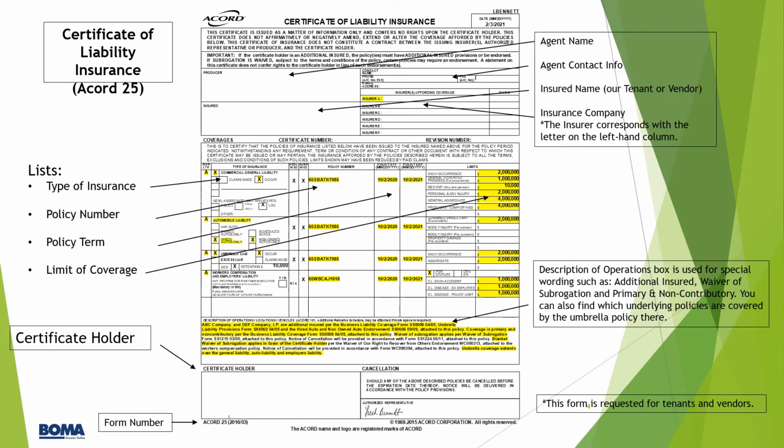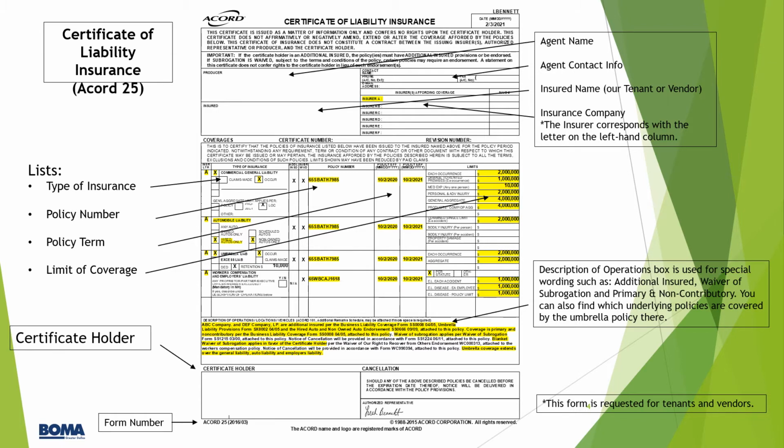So this certificate of liability insurance is going to capture information such as the agent's name and their contact information, as well as the insured name, which would be our tenant or vendor, and the company that insures them. That's all going to be at the top part of that ACORD form. And then down the left side, you'll see the different policy lines: general liability, auto, work comp, umbrella. Across this form, it's going to list not only the type of insurance, but the policy number, the policy term, and the limits of coverage.